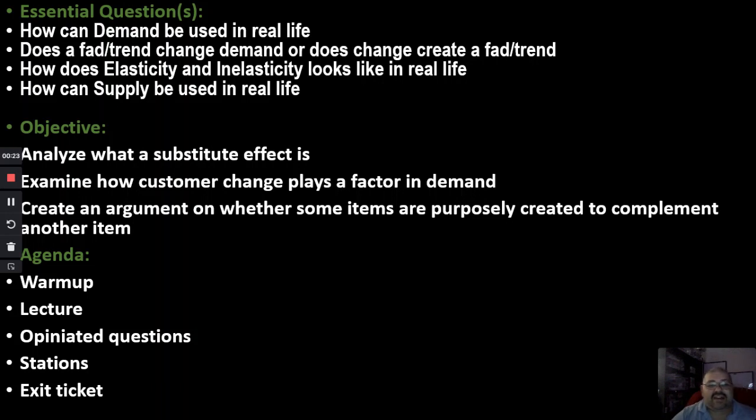Then, we're going to examine how customers' change plays a factor in demand. And we'll create an argument on whether items are purposely created to complement one another. So, do companies create something and then create this other thing and make it so that you need both of them in order for it to function? Hmm, interesting. Let's see this.